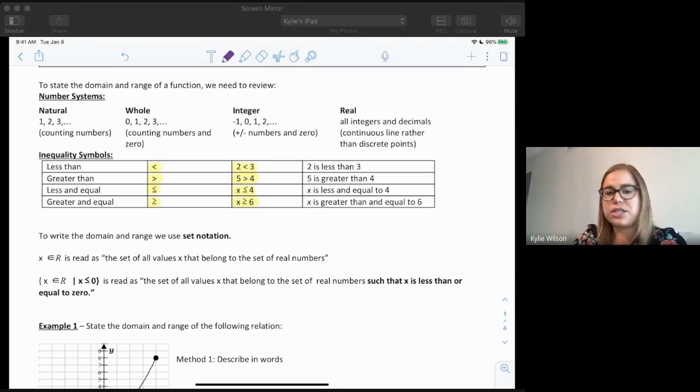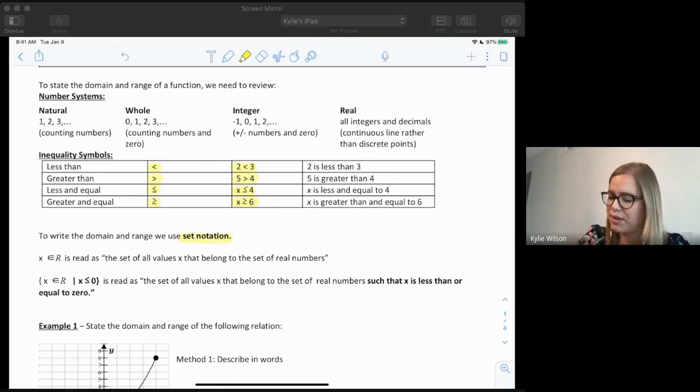The next thing we want to talk about is how we write our domain and range. We use what is called set notation. Set notation is basically just writing this out in math. The best way for me to describe it to you is almost like we're writing it out in a different language, as if we were taking this and writing it out in French or Mandarin or Arabic or Afrikaans, whatever language you want, same idea. It's just we're writing it in math.